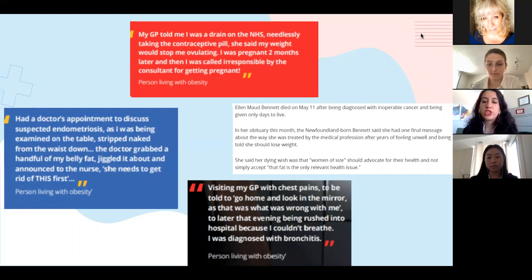Visiting my GP with chest pains, to be told to go home and look in the mirror as that was what was wrong with me. So later that evening, being rushed into the hospital because I could not breathe. I was diagnosed with bronchitis.